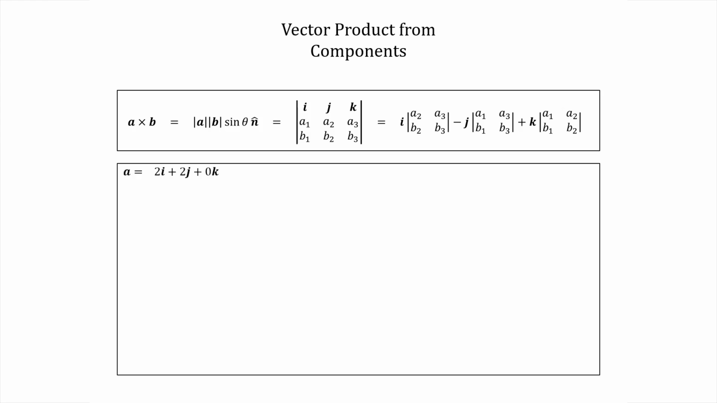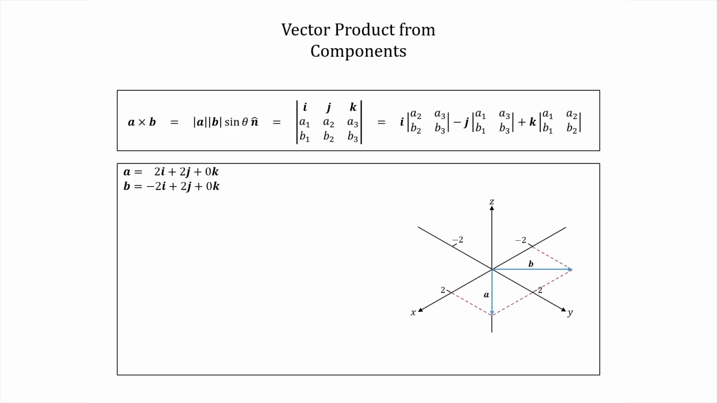Let's take A equal to 2i plus 2j plus 0k and B equal to minus 2i plus 2j plus 0k. On a graph, these two vectors look like this. Let's make a few quick observations. Using Pythagoras' theorem, the length of A is the square root of 2 squared plus 2 squared, which is root 8. Similarly, the length of B is also root 8. Also, hopefully you can see from the diagram that the angle between A and B, theta, is 90 degrees.